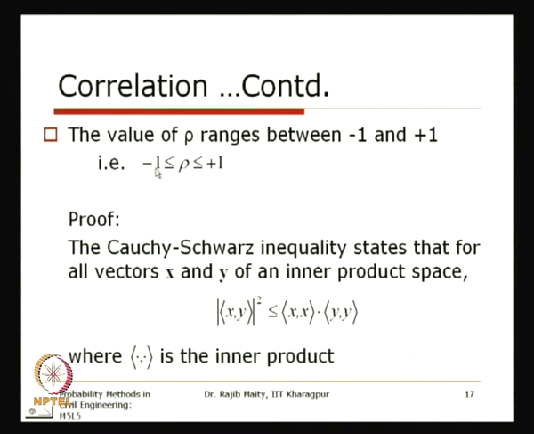That means, an increase of one ensures the decrease of the other. Similarly, for plus 1, an increase of one ensures the increase of the other also. Now, to prove this, there is an inequality, that is the Cauchy-Schwarz inequality. It states that for the vectors x and y of an inner product space, if we take their inner product, its mod and square is less than or equal to their individual inner products.